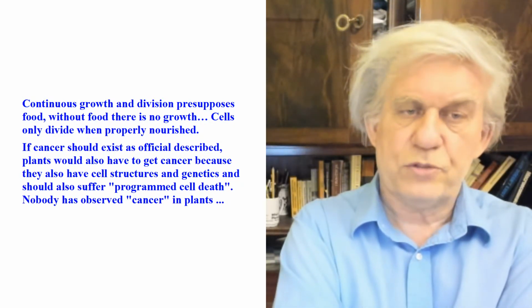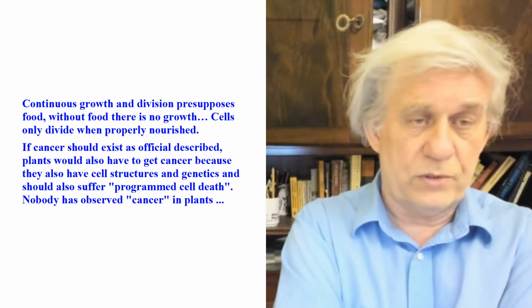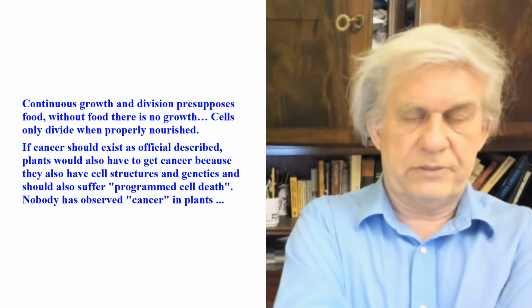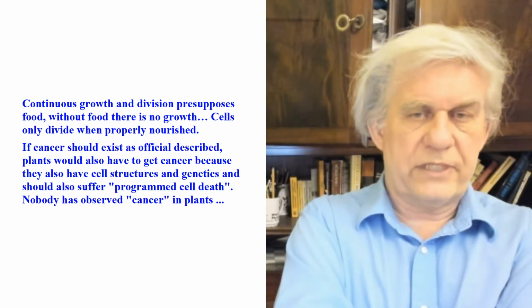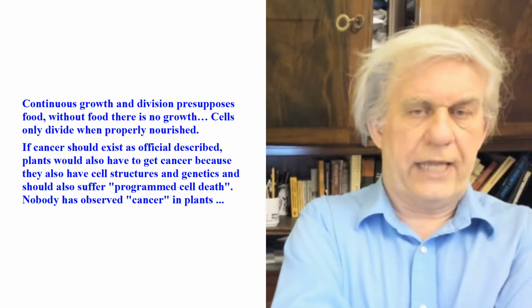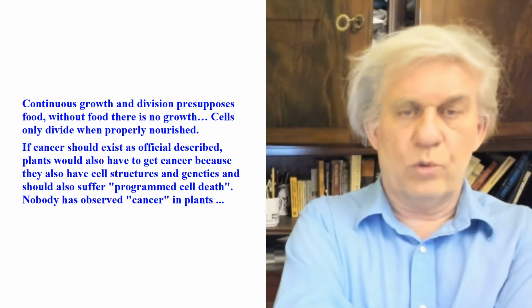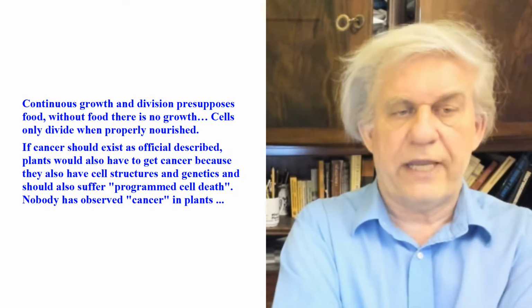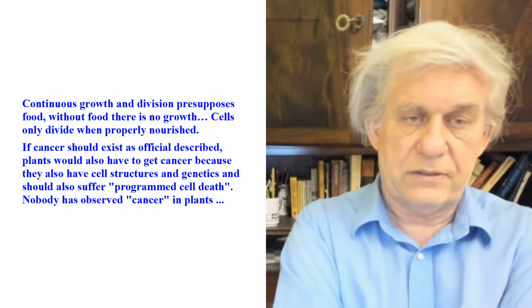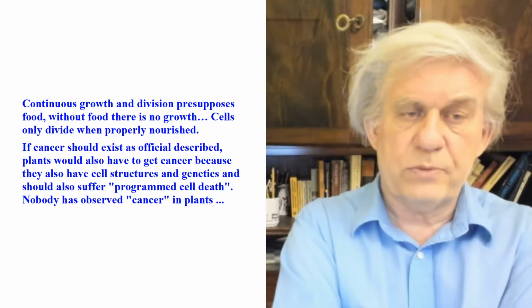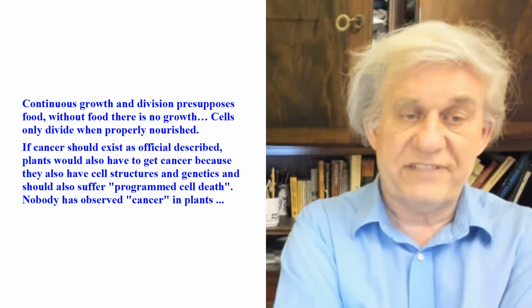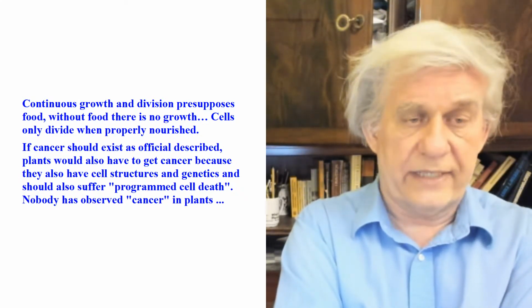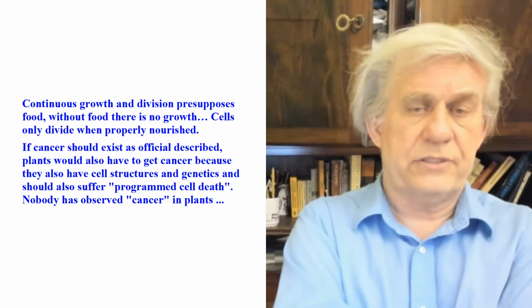One is that continuous growth and division presupposes food. Without food, there is no growth. Cells only divide when properly nourished. He was talking specifically about cancer here. What causes cancer? He was saying it was a bug or some kind of worm. And the second issue he raised, which I thought was interesting, is that if cancer should exist as officially described, plants would also have to get cancer because they also have cell structures and genetics and should also suffer programmed cell death. Nobody has ever observed cancer in plants.